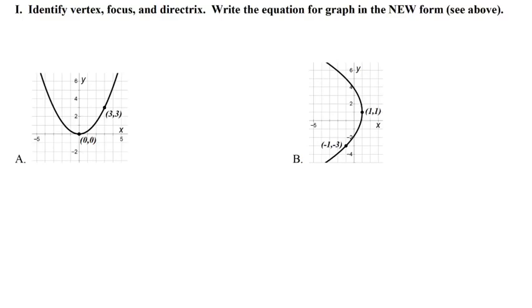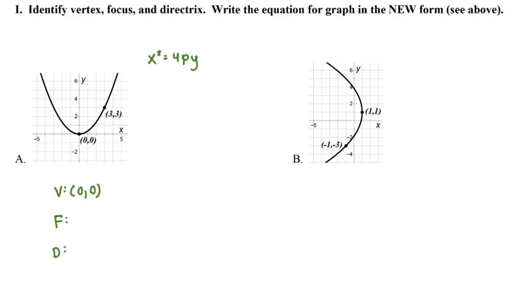Okay, let's take a look at example A here. I can easily identify the vertex. The vertex is labeled already for us, (0, 0). The focal point we'll come back to when we look at the equation. We want all of this information, but let's talk about the equation of this parabola. This is an upward facing parabola whose vertex is at (0, 0). That means the equation is going to carry this form: x squared is equal to 4py.